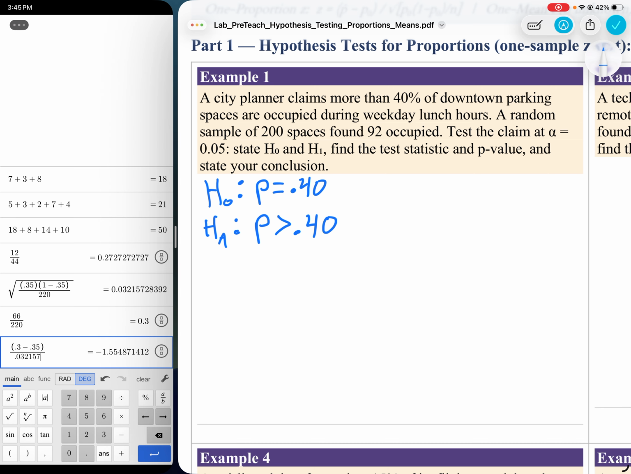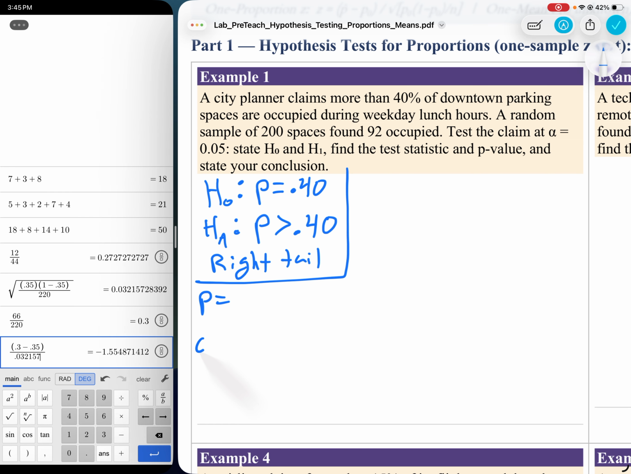So 40% is what we think is true right now. P equals 0.4 is our null hypothesis, 0.40. And the city planner is going to do a test to see if it's actually more than that. Whenever we have a more than, or if we think our alternate hypothesis is using a greater than symbol, this is going to be a right-tailed test. So now we have our hypothesis constructed. We believe the null hypothesis is 0.40 parking spots are occupied. We're going to test if it's actually more than that. So it's a right-tailed test.